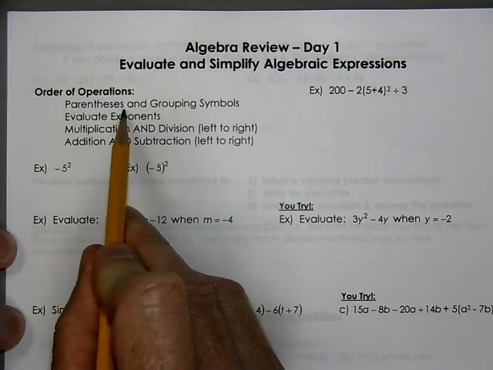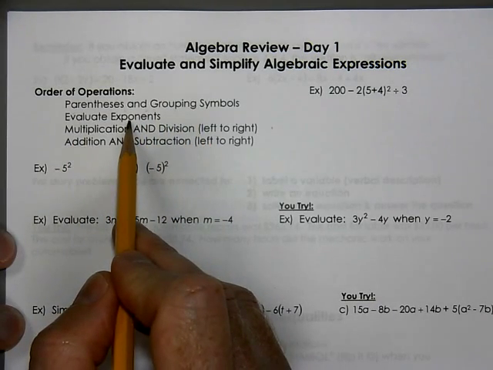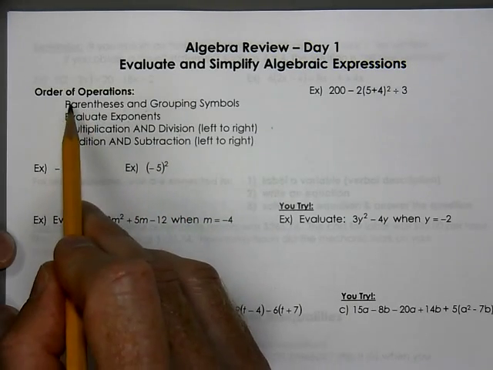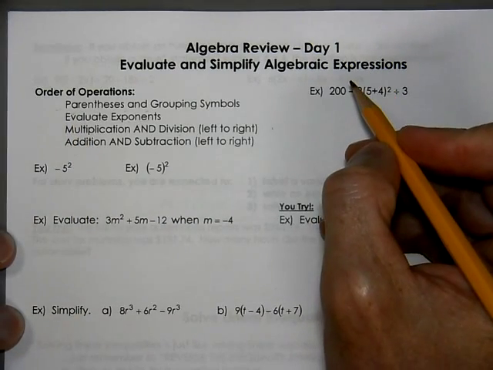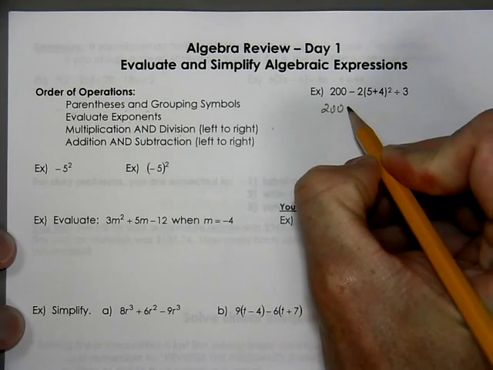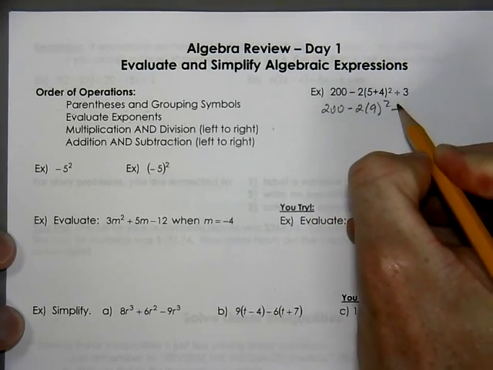So you're going to do parentheses with your grouping symbols. You're going to evaluate the exponents, multiply and divide, add and subtract. It's often considered PEMDAS. So we have 200 minus 2 times 9 squared.